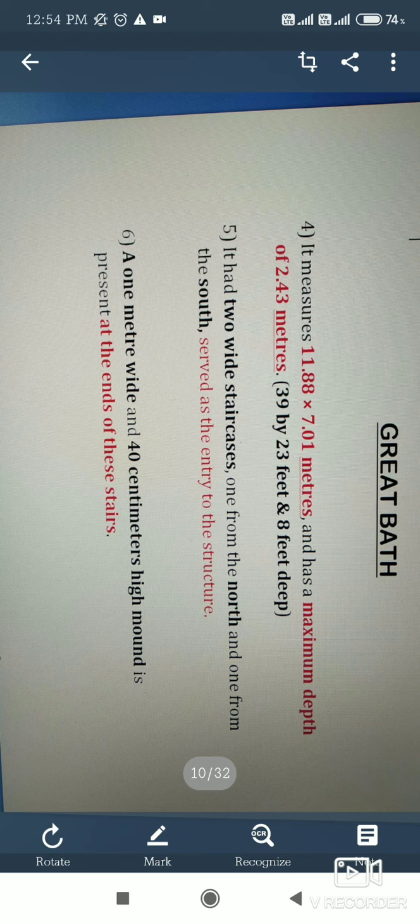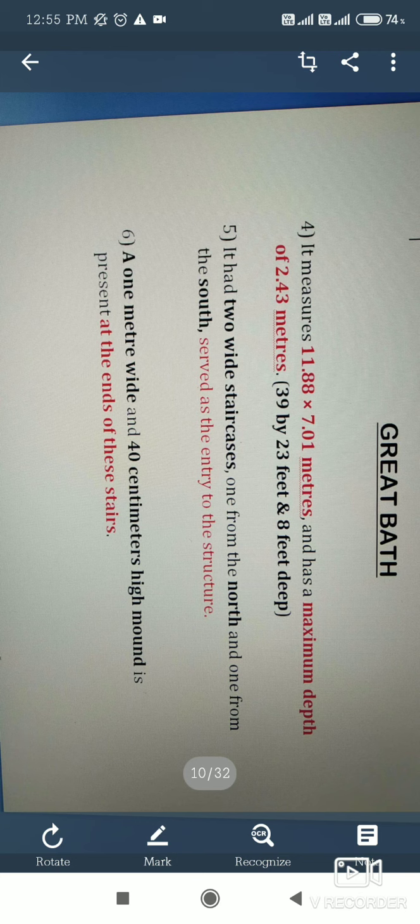What is the measurement of the Great Bath? It measures 11.88 by 7.01 meters in length and breadth, and the maximum depth is 2.43 meters. Otherwise, we can say 39 by 23 feet in length and breadth, and 8 feet deep. It had two wide staircases, one from the north and one from the south, serving as the entry to the structure.